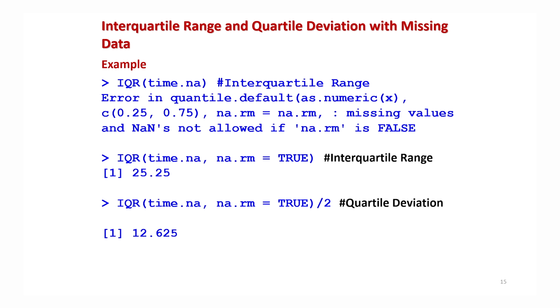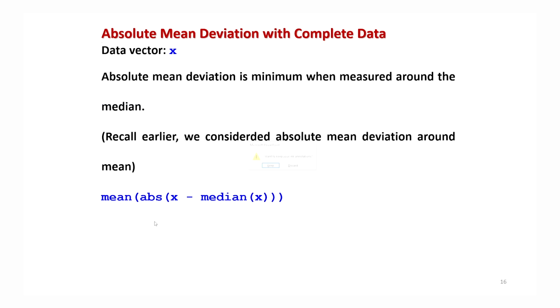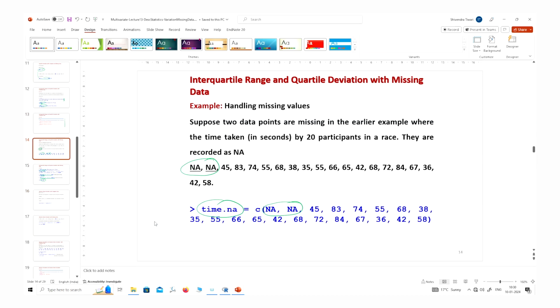And in that case, if you try to find the value of IQR of time.na, it gives you an error that it cannot compute it. But if you write IQR of time.na with na.rm equal to TRUE, then it gives you the value 25.25. And if you try to find the quartile deviation, which is half of IQR, that is IQR of time.na with na.rm equal to TRUE divided by 2, which is half of 25.25, which is 12.625. And yeah, so let me first show you these things in the R console.